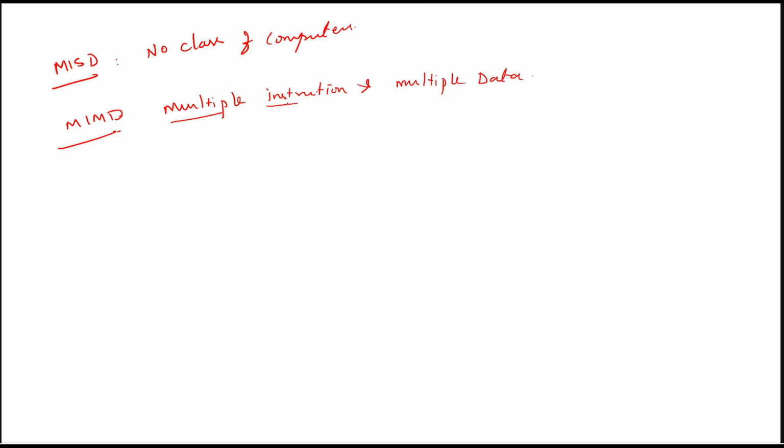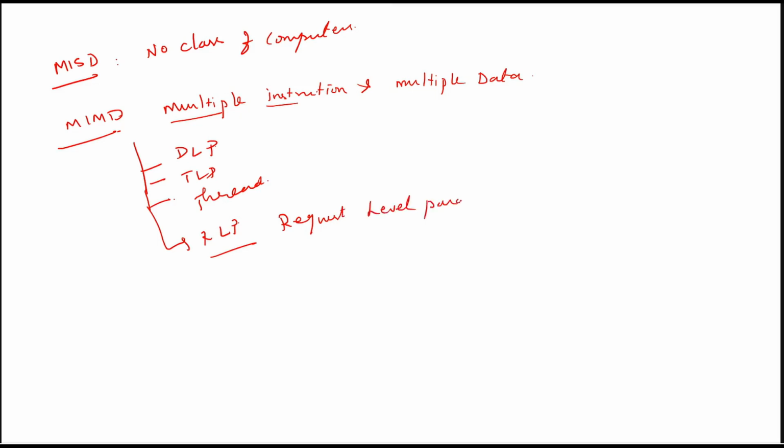So what parallelism can we exploit here? In MIMD architecture, we can go for data level or task level or thread level, whatever it is. Or else, one more is what? RLP. What is RLP? It is request level parallelisms. See the difference between this and this. When you go with the thread level or the request level parallelisms, the difference is here.